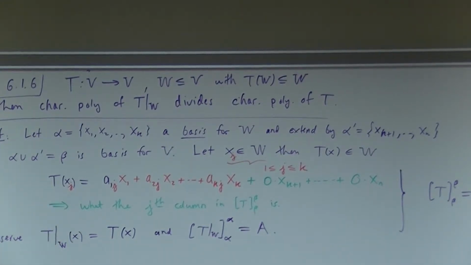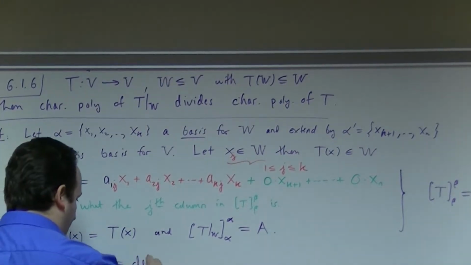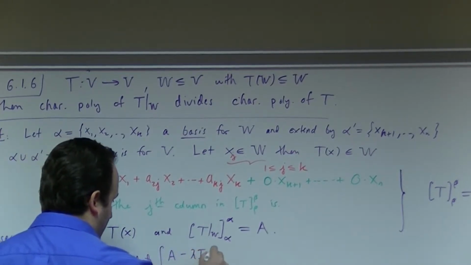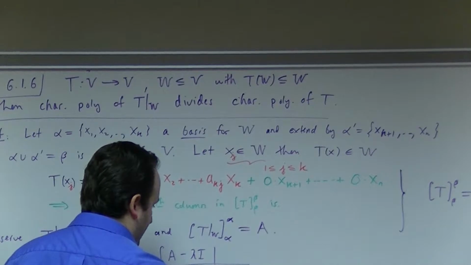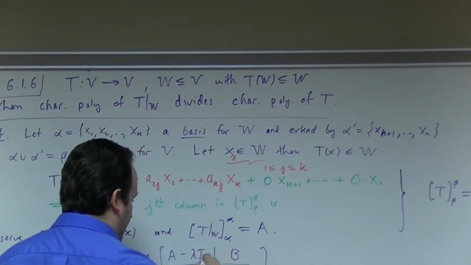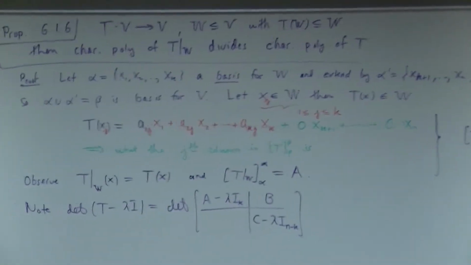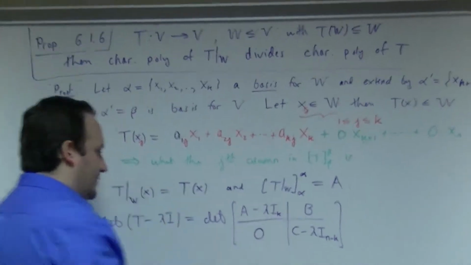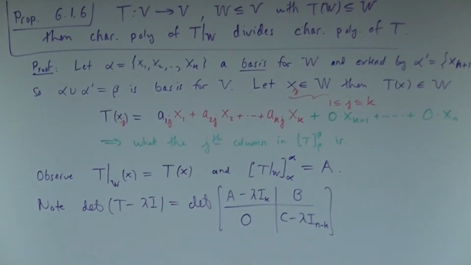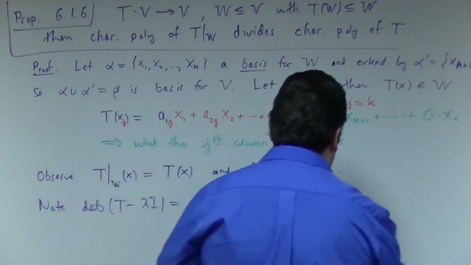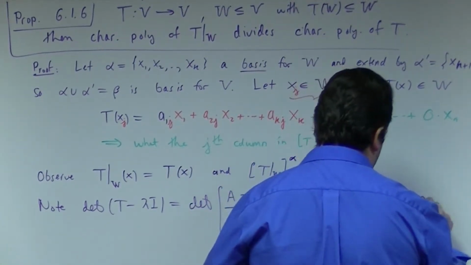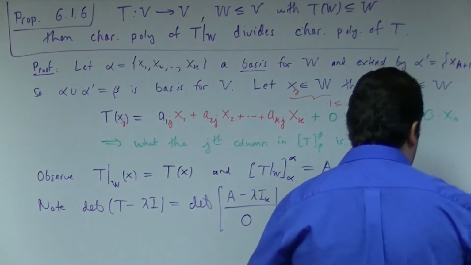The point then is, what's the characteristic polynomial of T? Well, the determinant of T minus lambda I is the determinant of A minus lambda I, B, 0, C minus lambda I, where to be more descriptive, this is the k by k identity, and this is the n minus k identity, right? But thankfully, determinants of a block triangular nature have a very nice identity, which is just that this is the determinant of the upper block times the determinant of the lower block.